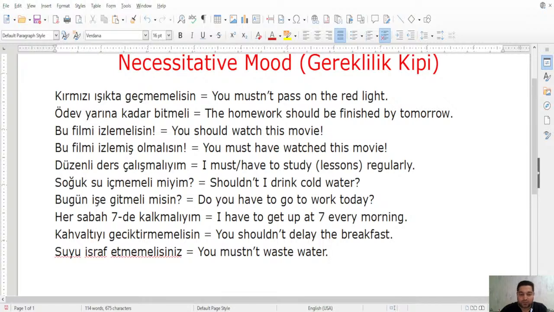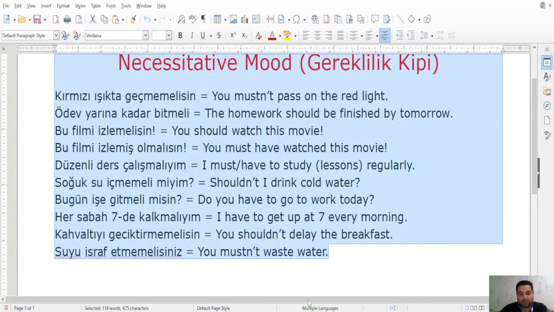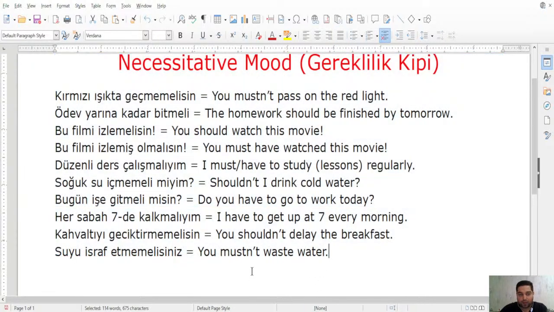Okay, here suyu, of course, is in the accusative case. That's basically how we say, you should not waste the water. We use here the accusative case, adding the ending u and the fusion letter y in between. Okay, suyu, not su, but suyu. You mustn't waste water.